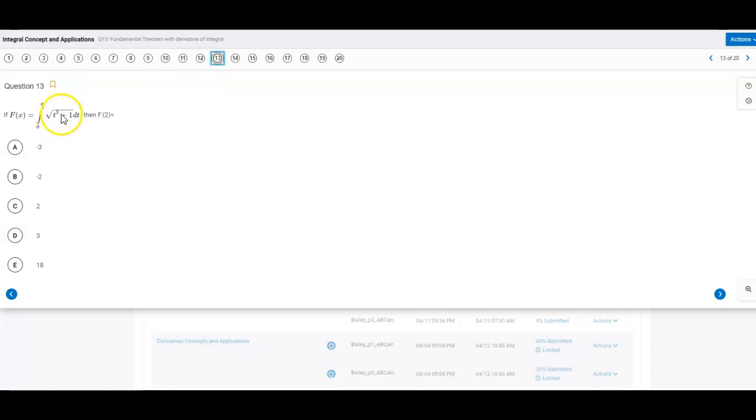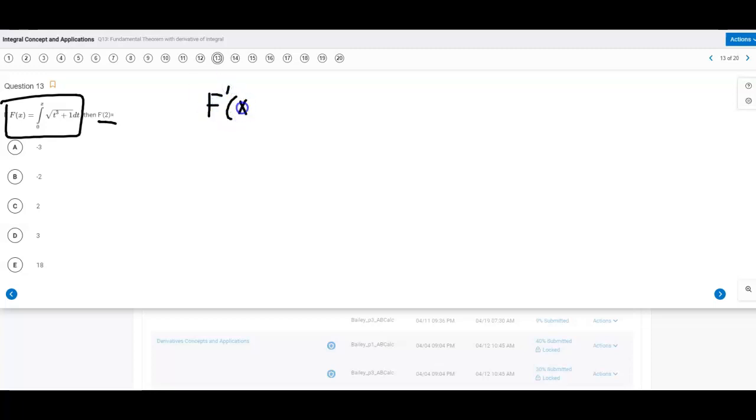Now this one's even easier. Well, actually, let me see. Yeah, it's a little bit easier. I'll go ahead and work this one out. It's slightly different, but here we go. So they give us an integral function, and they want to find the derivative at x equals 2. So the first thing we want to do is find the derivative.